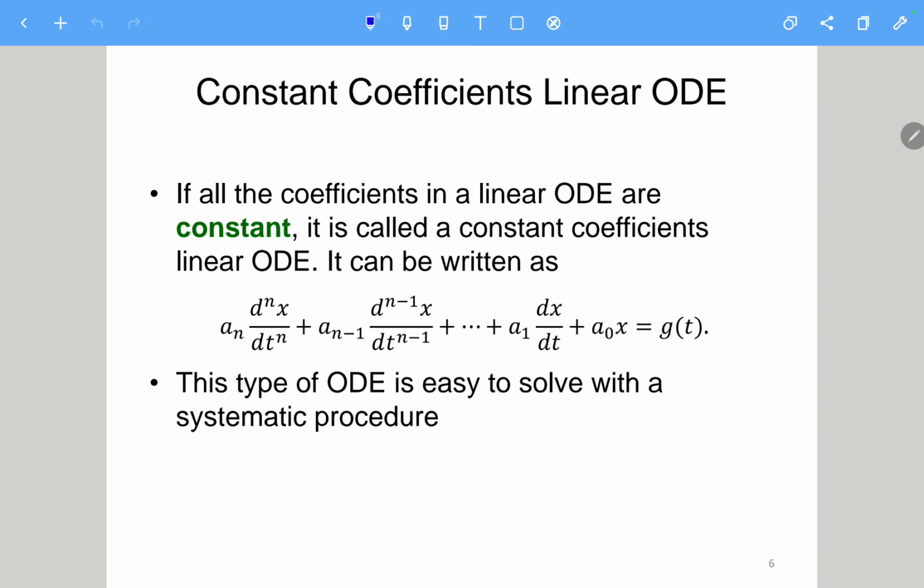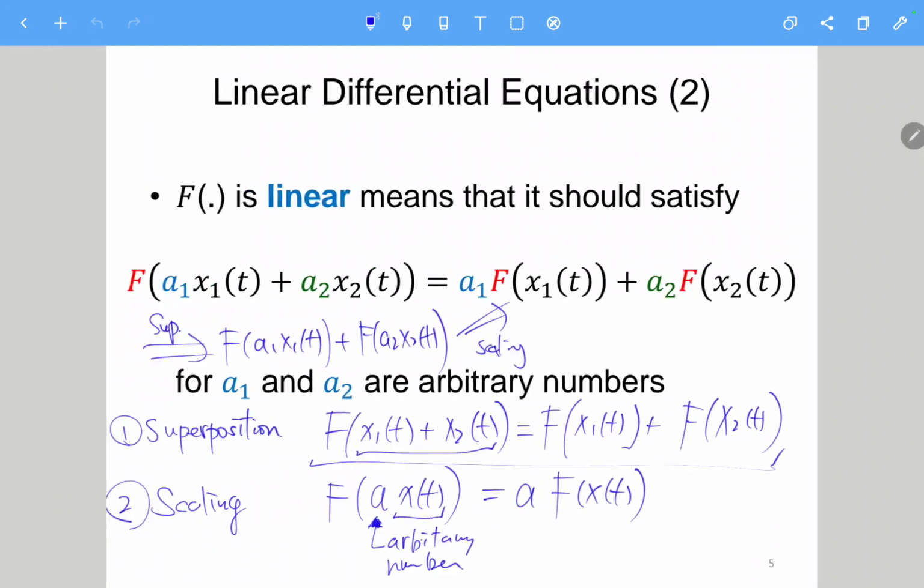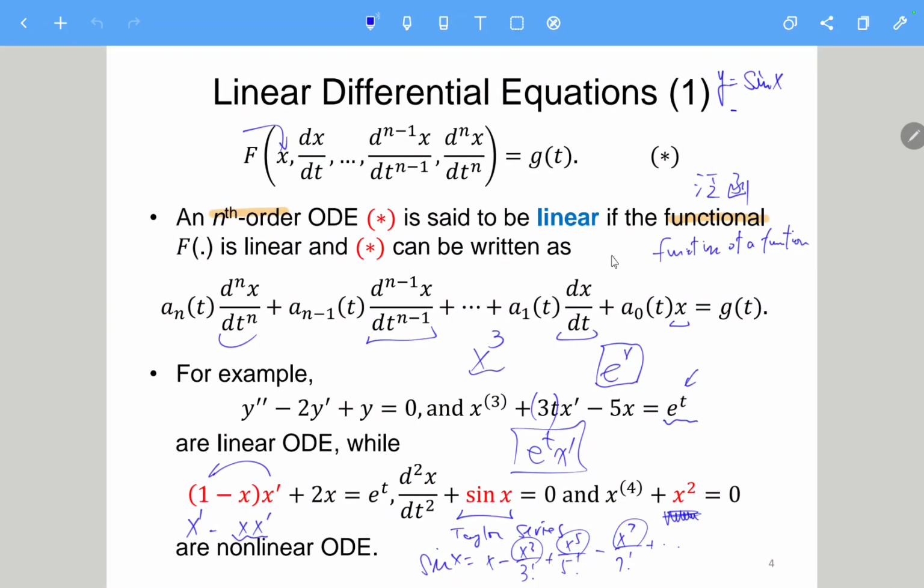Okay, so after talking about linear, then we can talk about constant coefficient. Comparing with the previous one, we can see this is a linear differential equation. Here the coefficient can be a function of time. But of course, if all the coefficients are functions of time, it is still difficult to solve, or maybe it is not possible to solve.